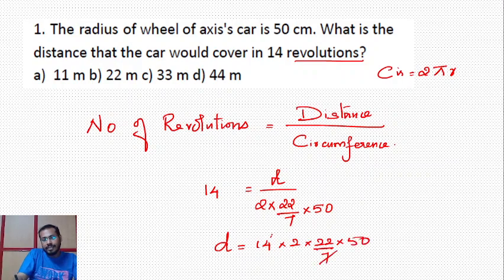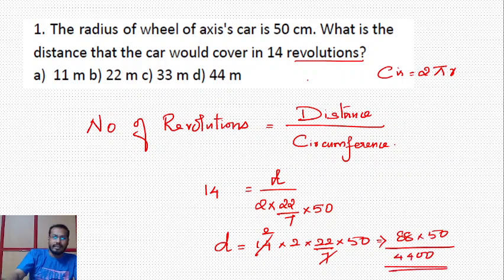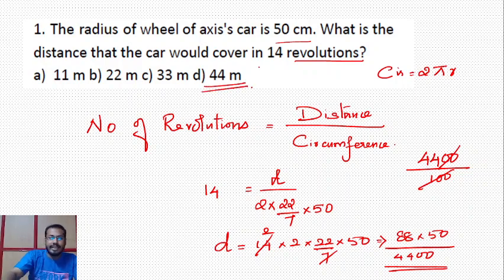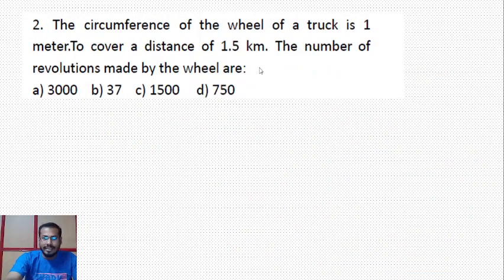Just write d is equal to, you need to find d value, 14 into 2 into 22 into 50 divided by 7. So cancel this 7 and 14, 2 times. 2 times 2 is 4, 4 times 22 is 88, into 50. So 4400. The radius is given in centimeters and the distance is in meters, so we need to divide it by 100. 4400 divided by 100, that is nothing but 44 meters is the right answer. Right. Next question.